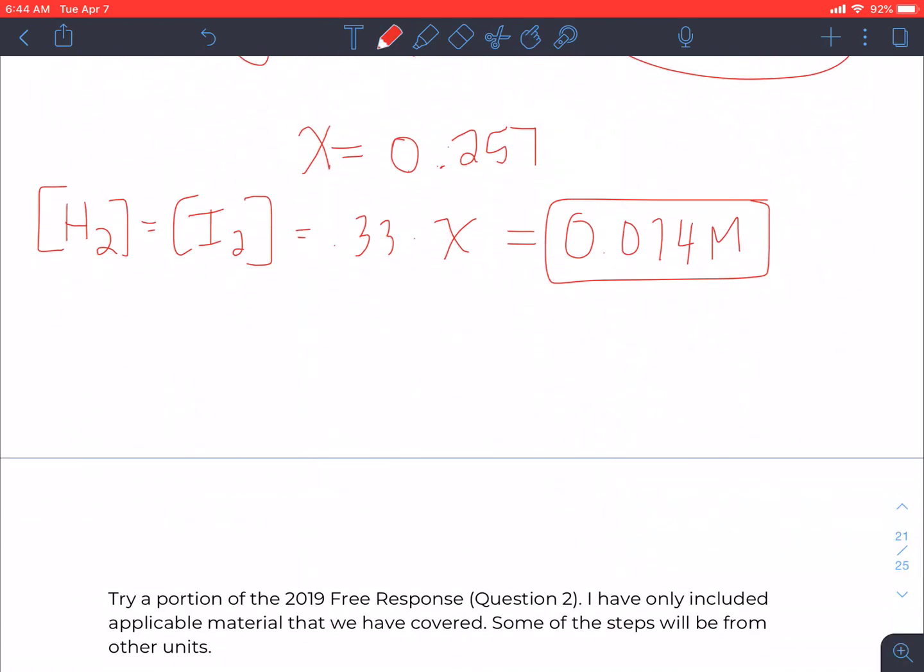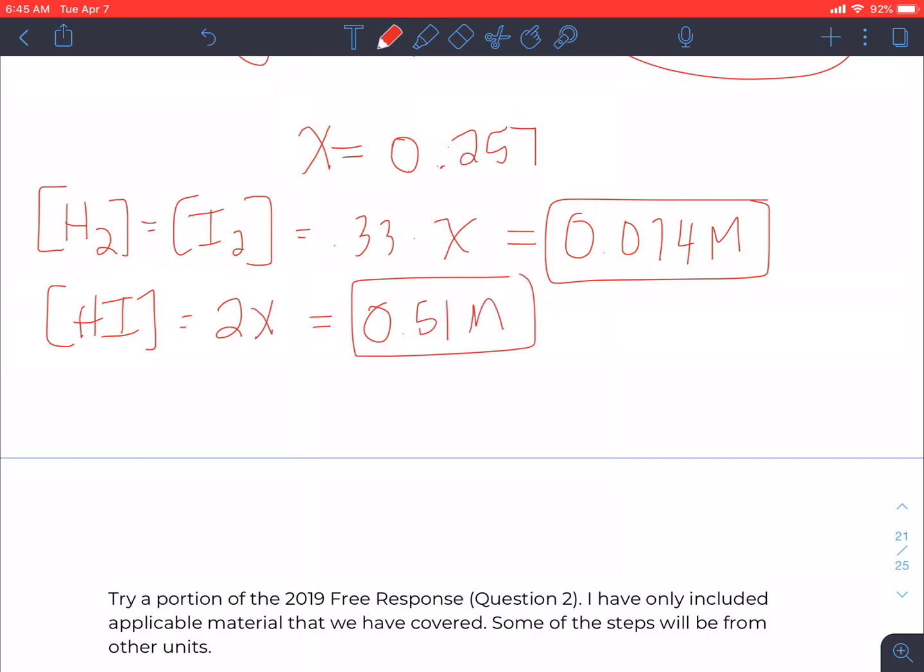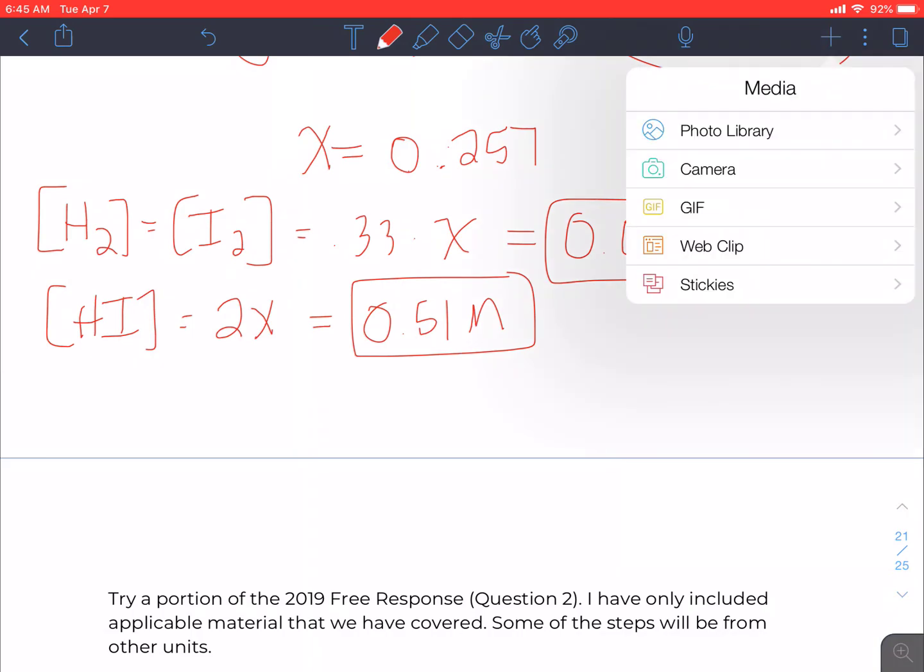Okay, and it looks like I'm going to run out of room, so I'll have to extend the page. Solving for HI, 2x equals 0.51 molar. Okay, and let me extend the page real quick. If I can remember how to.